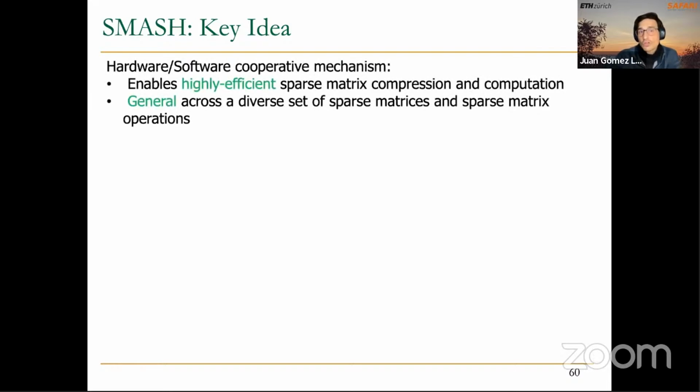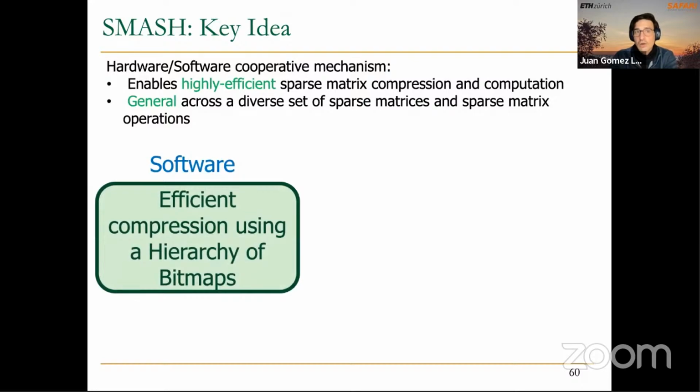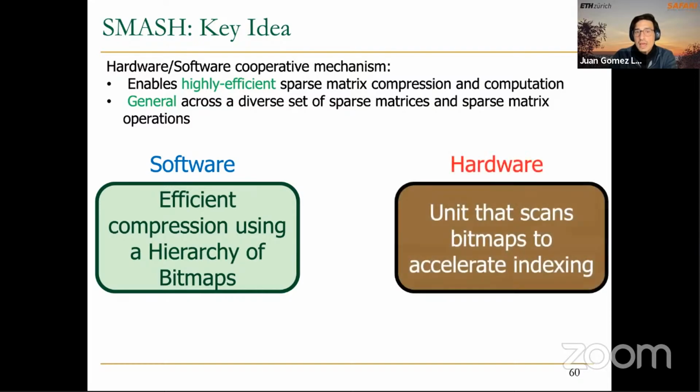The key idea is a hardware-software cooperative mechanism that enables highly efficient sparse matrix compression and computation, and is also general across different types of matrices and different types of sparse matrix operations. As I said, it's a hardware-software cooperative mechanism, so it has a software side, which is the compression format that we propose based on a hierarchy of bitmaps, and a hardware unit that is added to the CPU in the case of our paper, but this could also be applicable to other devices like GPUs. And this hardware unit scans the bitmaps to accelerate indexing.